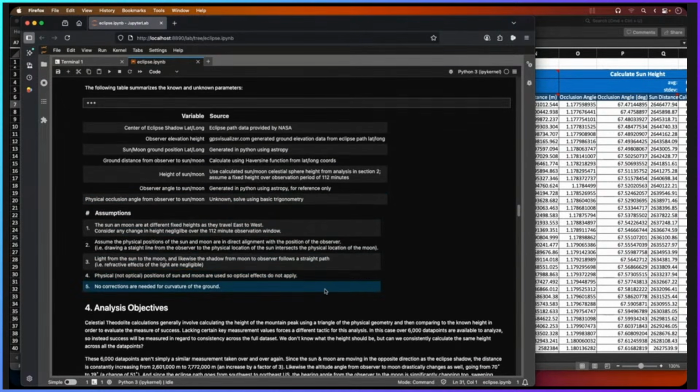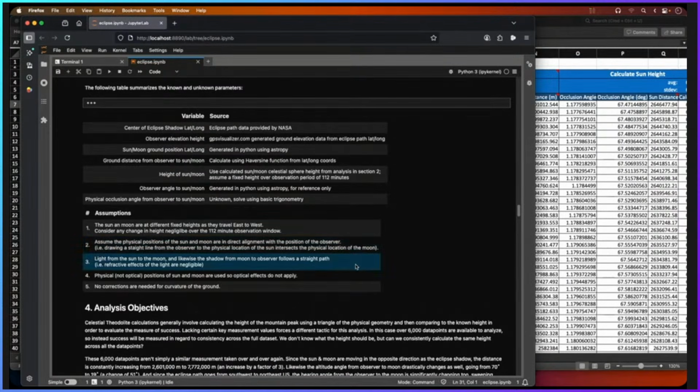Our assumptions are as follows. Number one, the sun and moon are at different fixed heights as they travel east to west. We'll consider any change in height negligible over the 112-minute observation window. Number two, assume the physical positions of the sun and moon are in a direct alignment with the position of the observer. That is, drawing a straight line from the observer to the physical location of the sun is going to intersect the physical location of the moon.